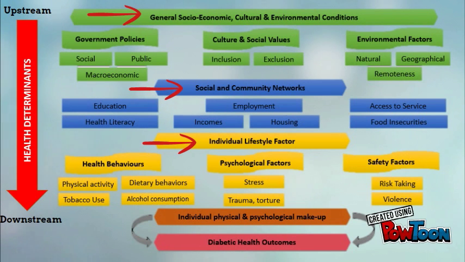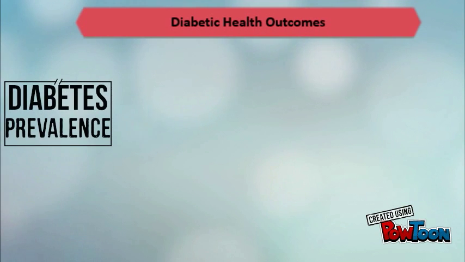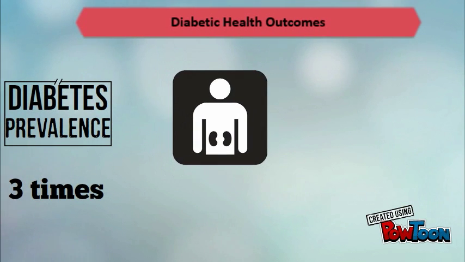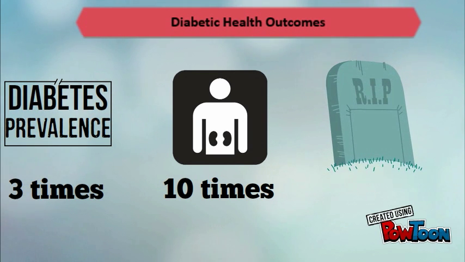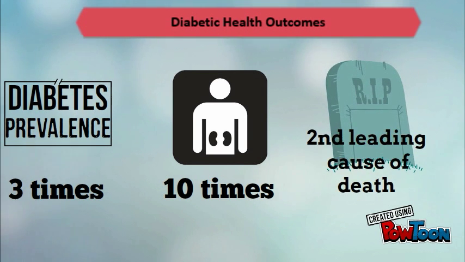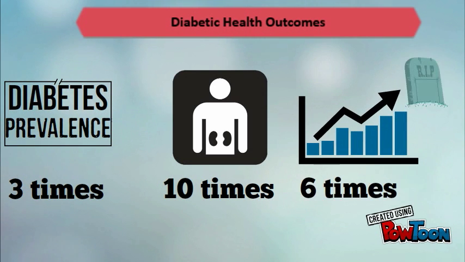These different levels of health determinants eventually lead to the inequity in Indigenous diabetes health outcomes, including increasing prevalence of diabetes and hospitalization rates for renal complications. Diabetes is the second leading underlying cause of death among Aboriginal and Torres Strait Islanders, with a death rate that is 6 times higher than their non-Indigenous counterparts.